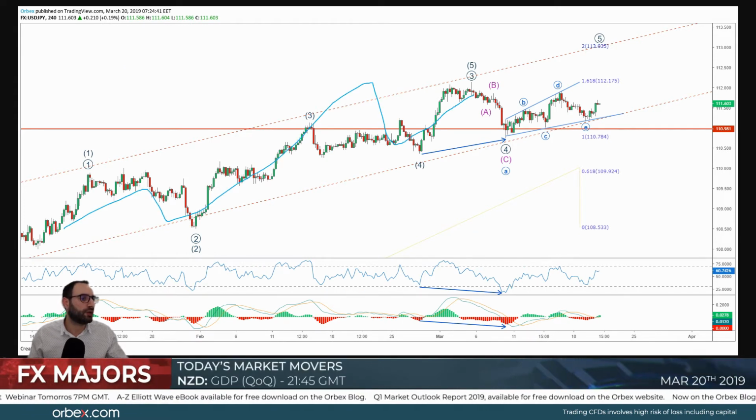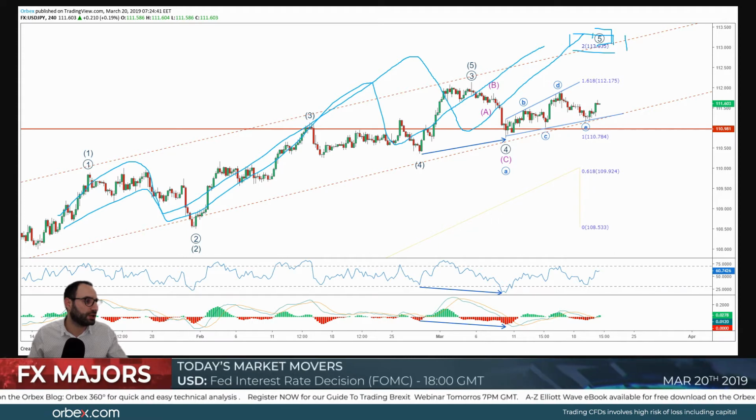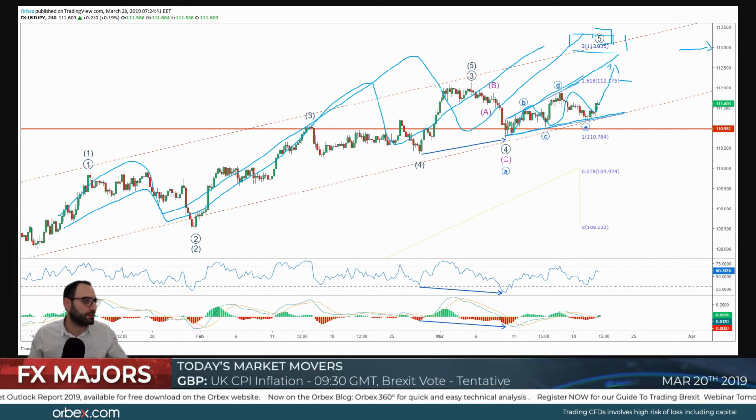Now, in dollar-yen, similar pattern. We could be expecting prices to move higher. This is where we can complete wave 5 of an intermediate wave, this one over here. And we are going to be near the 113 psychological level as well. Now, at the moment, we are trading within an ABCDE open triangle pattern, and from here is where we could expect prices to move a little bit higher. 112.17 first level, and then we're looking at pretty much 114.